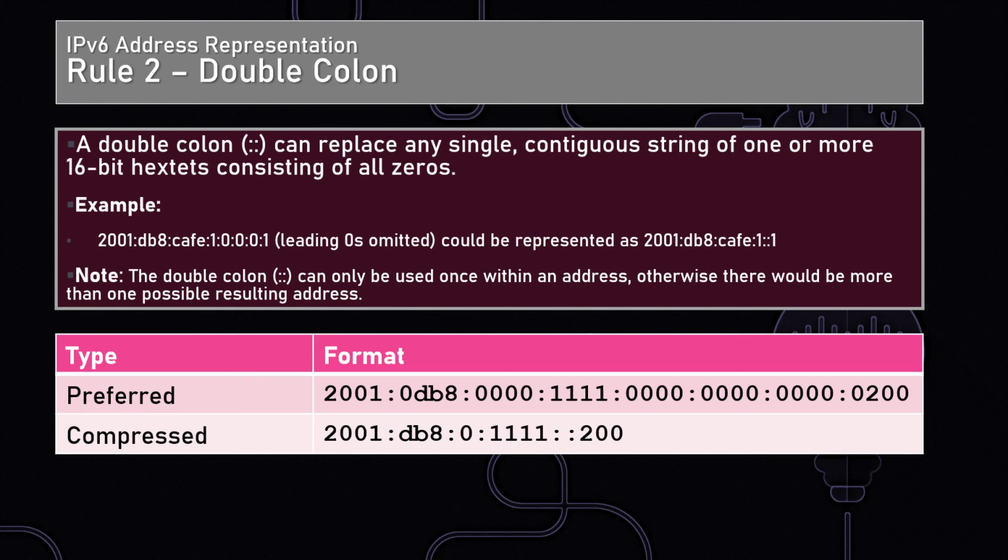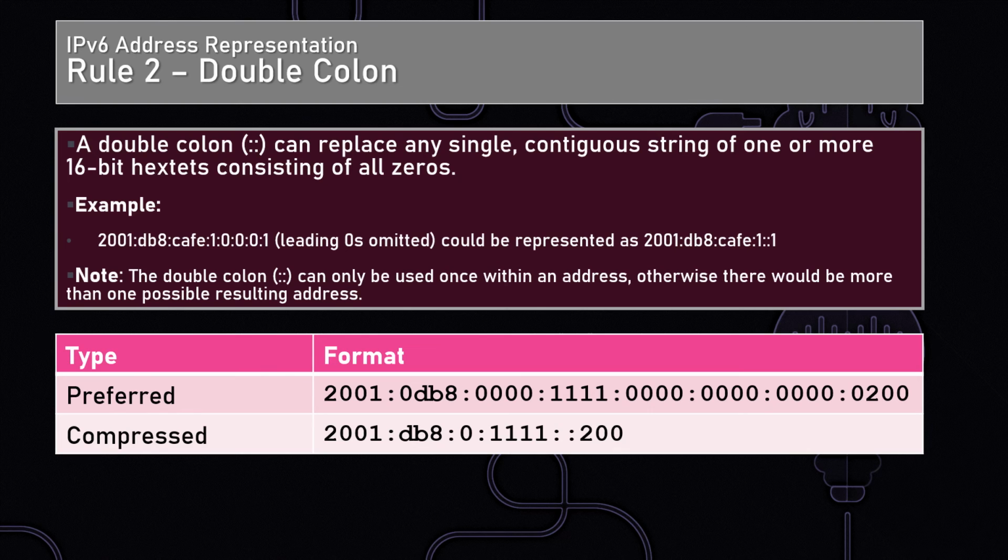So from the original address, 2001 remains the same. 0DB8 becomes DB8. A string of all zeros just becomes a single zero. Now, because we only have one block here in hextet 3, and we have 3 blocks in 5, 6, and 7, we're going to use the double colon there, because it can only be used once within an address.